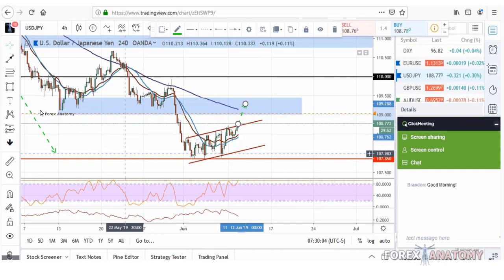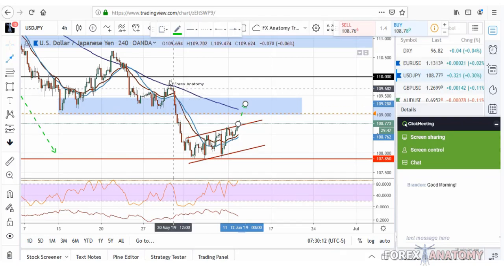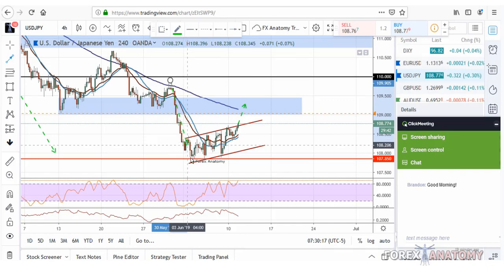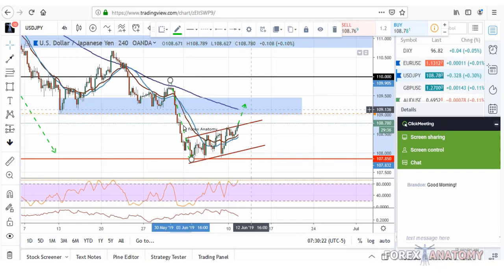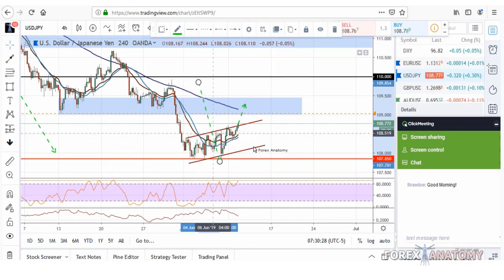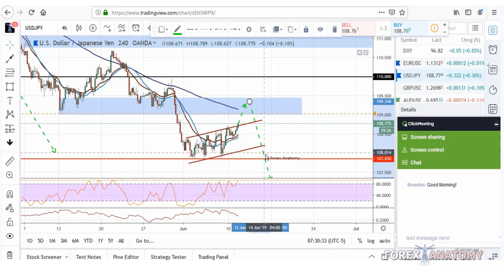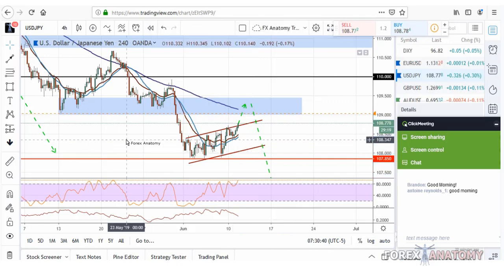And remember, the market moves symmetrically. So there's a possibility that we could see a measured move. Whatever the distance of this move is, that is what we can see in the next move. So take the length of this wave and project that right where price may retrace to. So, all right, guys, that's pretty much it with the US dollar Japanese yen.